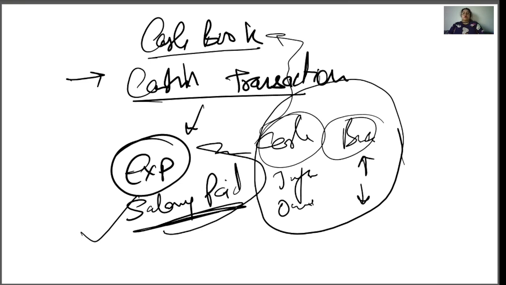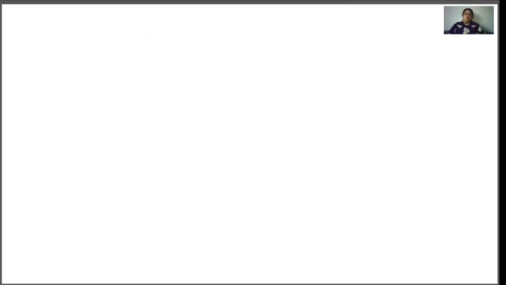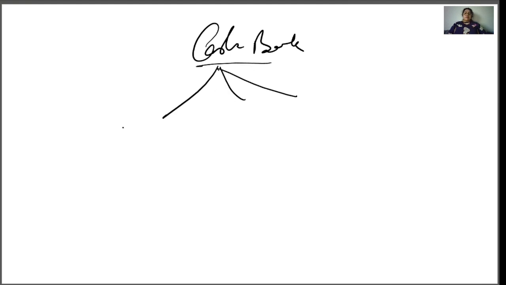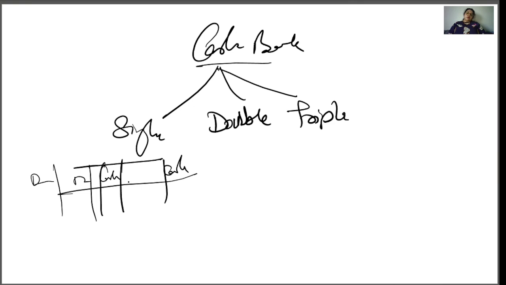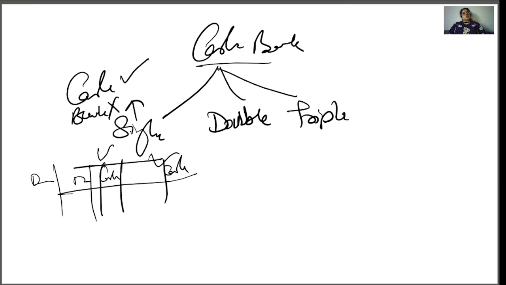Now we are talking about how many types of cash book there are in your course. Basically, the cash book can be single column, double column or triple column. A single column cash book has a single column for cash, with detail, folio and date. In it you only record cash transactions. No bank transaction is recorded in a single column cash book.